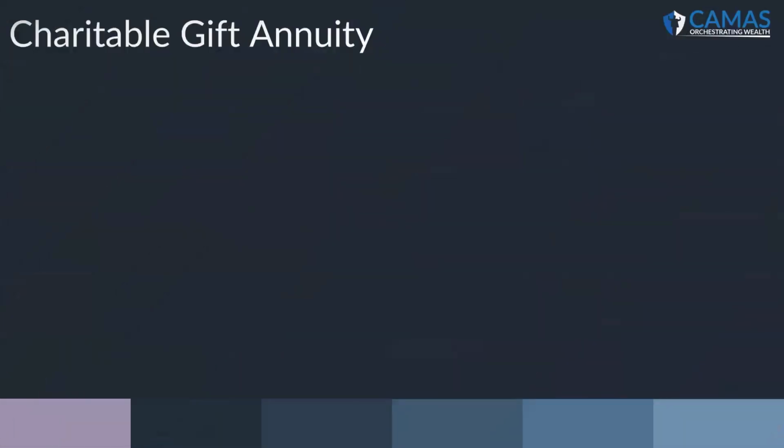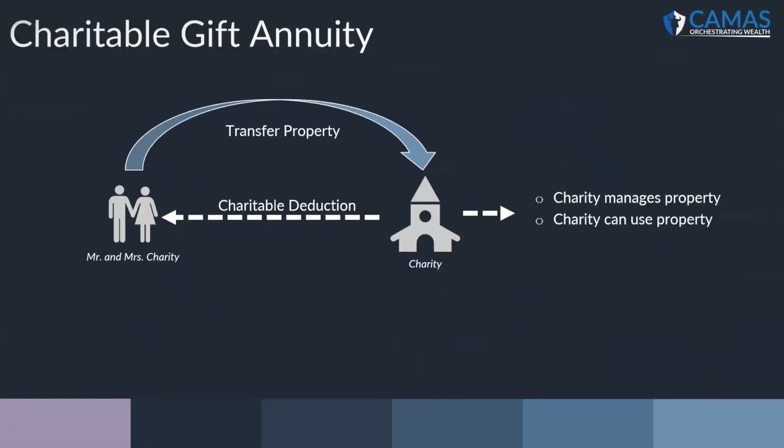With a charitable gift annuity, we can transfer property to the charity today. When we transfer that to the charity, the individuals are going to get a charitable deduction. That property has been transferred to the charity, and the charity can manage it and use it for whatever their charitable purposes are.